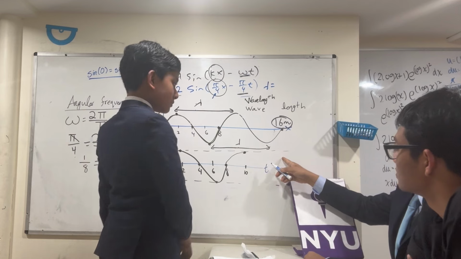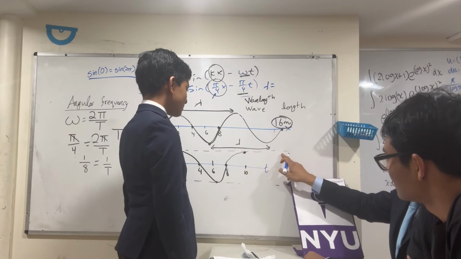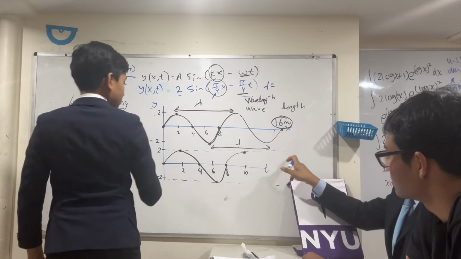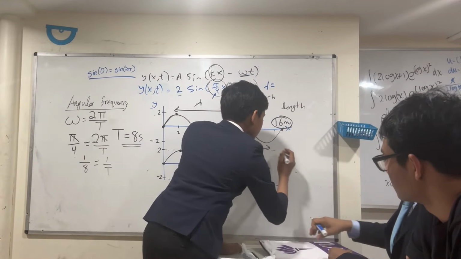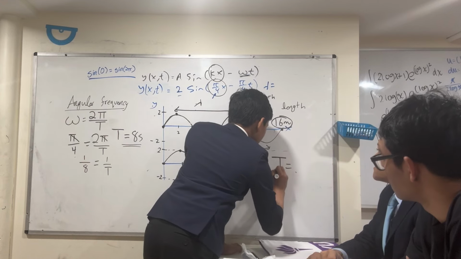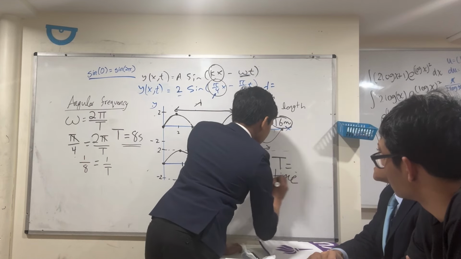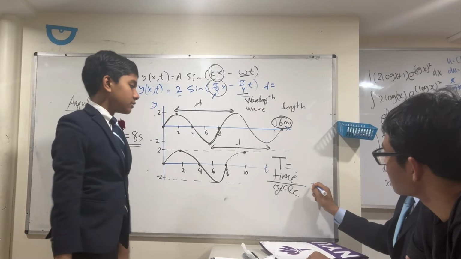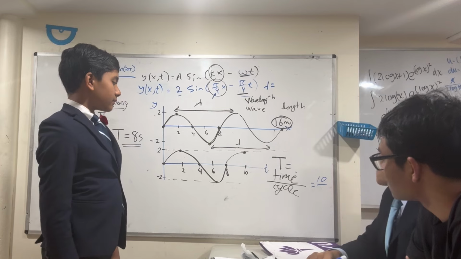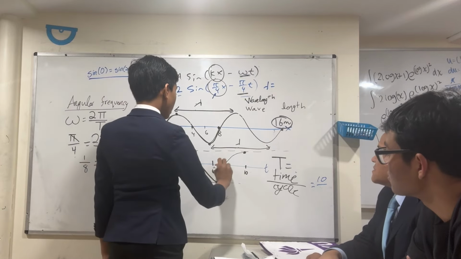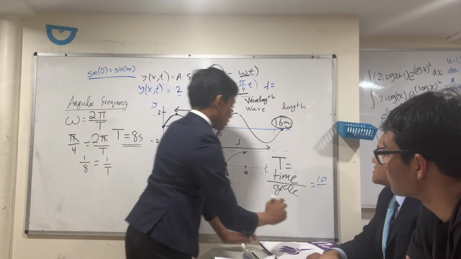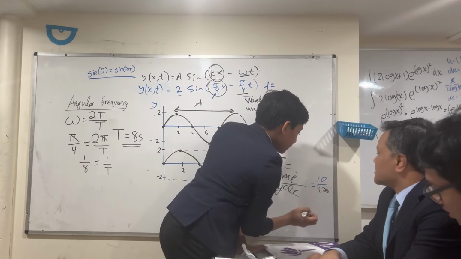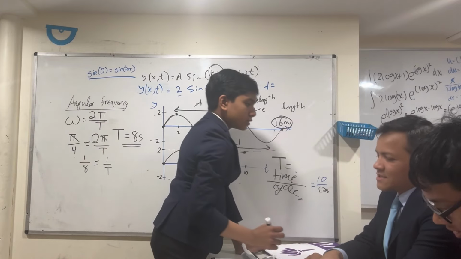Here, can you write the period is time over cycle? Period is not time over space, but period is time over cycle. I'm trying to write it big so people can read. So time is 10. And write cycle. Now cycles is just 1 and 1/4, that's 1.25, same thing written in mixed notation. So it's still 8.